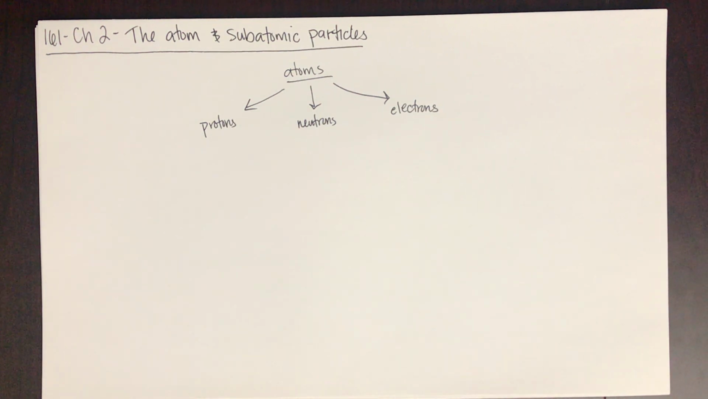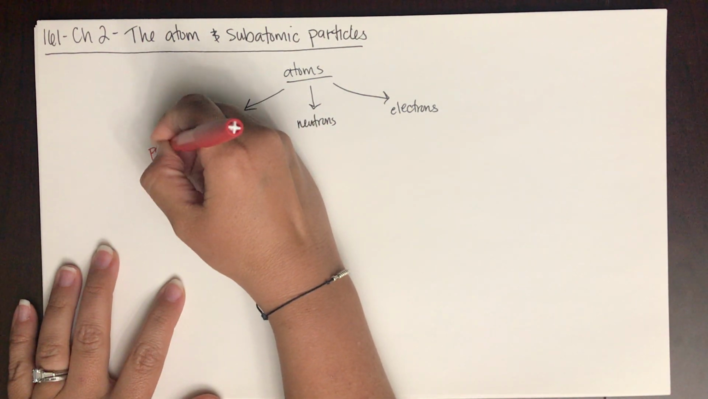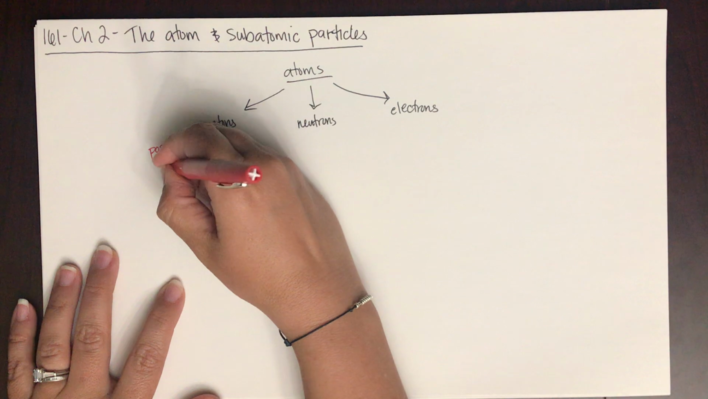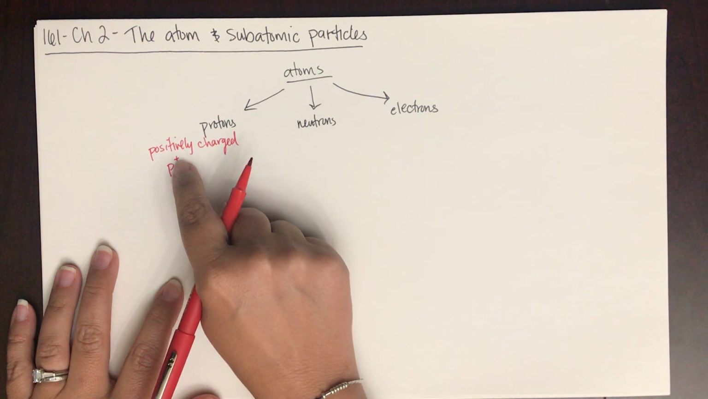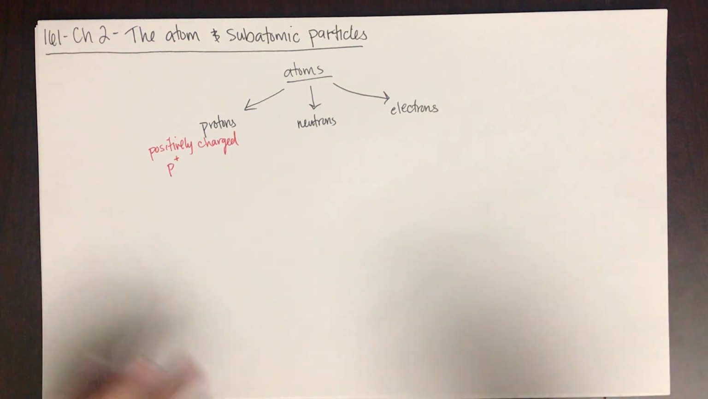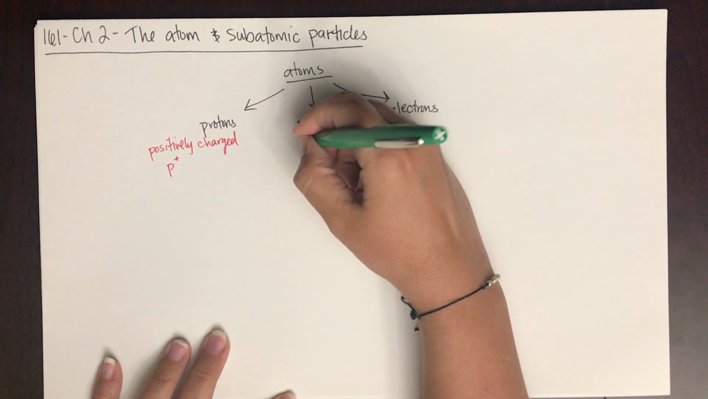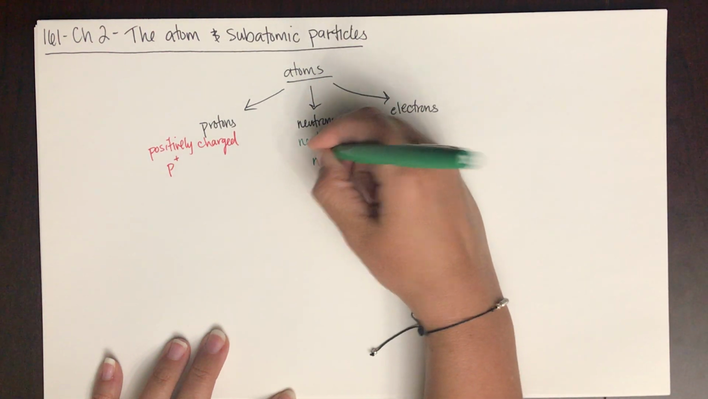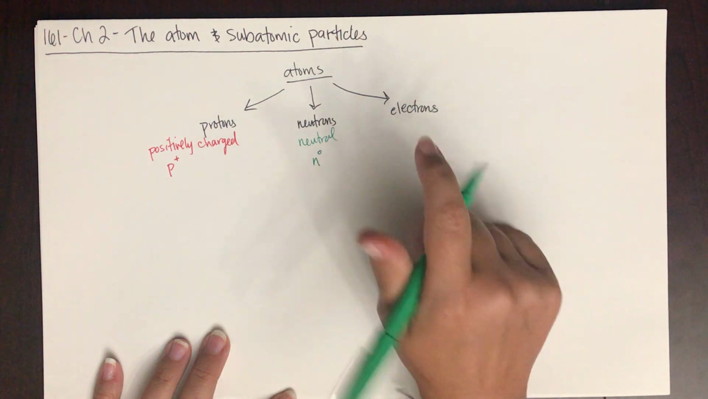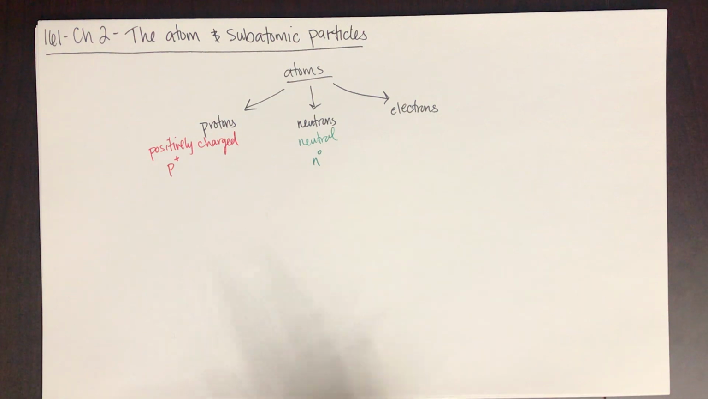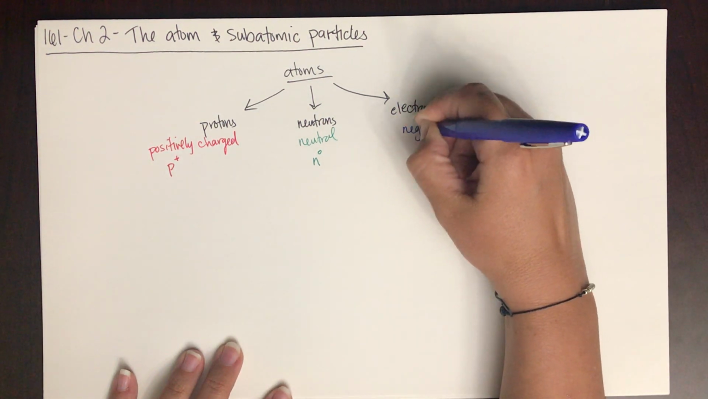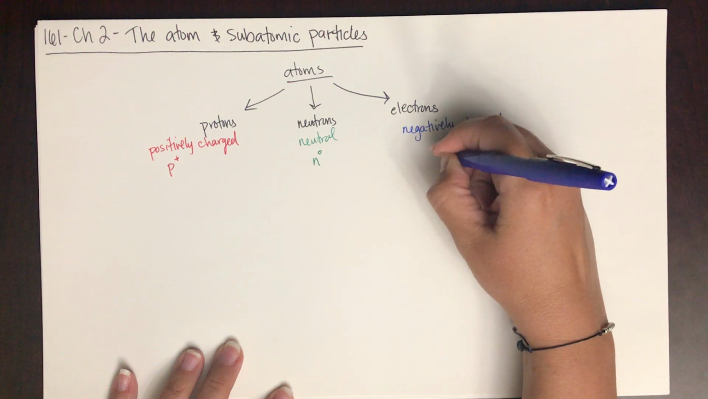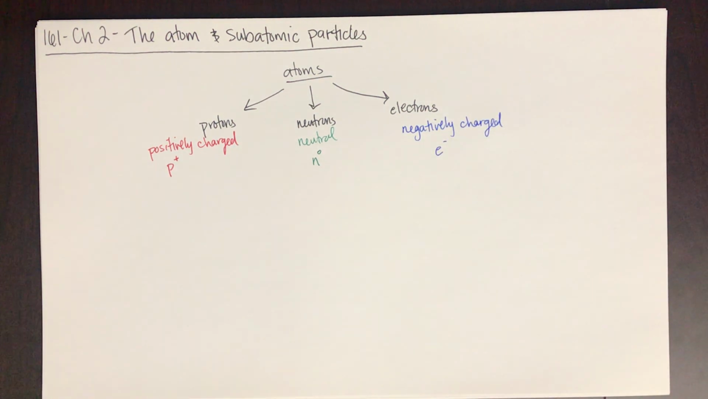So protons are positively charged. Sometimes you'll see protons referred to as P with a little plus sign as a superscript because it's positively charged. Neutrons are neutral, they have no charge. Sometimes you'll see neutrons written with a lowercase n and a little 0 up here because there's no charge. And then the last, electrons, are negatively charged, and they are represented as E with a negative sign. So these are the 3 subatomic particles.